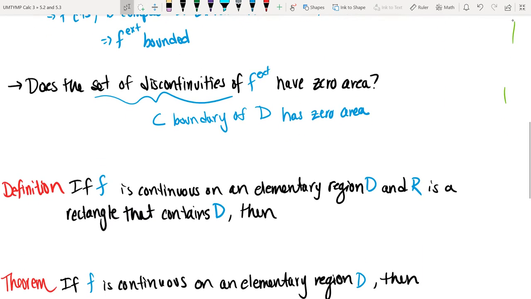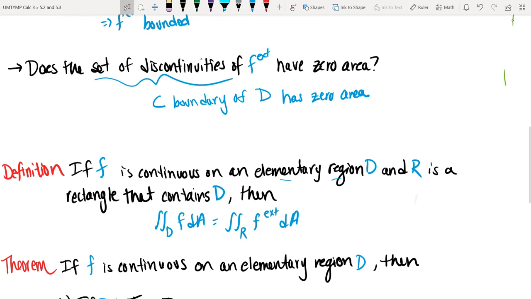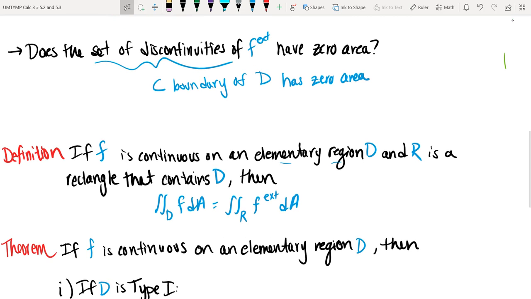And so by definition, if f is a continuous function on an elementary region D, and R is a rectangular region that contains D, then we can say that the integral over D of f dA is equal to the double integral over the rectangular region R of f extension dA. In other words, we can use the extension and region R to find our integral.